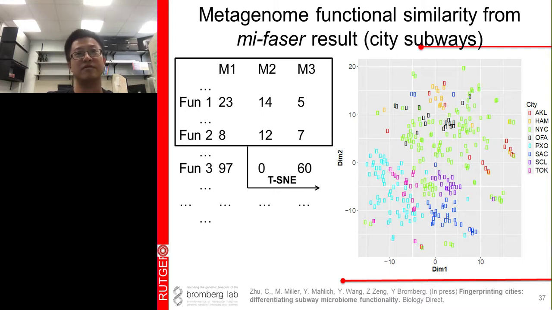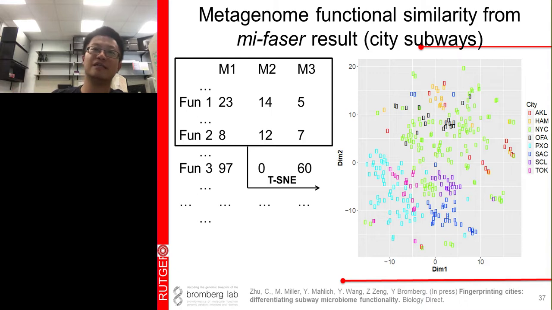From our experience, NMDS, this visualization method, is very good for small sample sizes. However, for big sample sizes, t-SNE embedding is more suitable. So the last example I'm showing you here is from city subways. The microbiomes are sampled from the subways of various cities around the world. For example, the green ones in this chart are sampled from subways in New York City, the cyan ones are sampled from Porto, and the magenta ones are sampled from Tokyo, right?